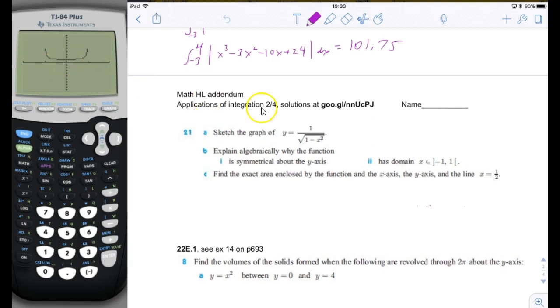The y-intercept happens to be 1, because if you put x equals 0 in here, you get 1 over 1, which is 1. Okay? So, explain algebraically why the function is symmetrical about the y-axis.